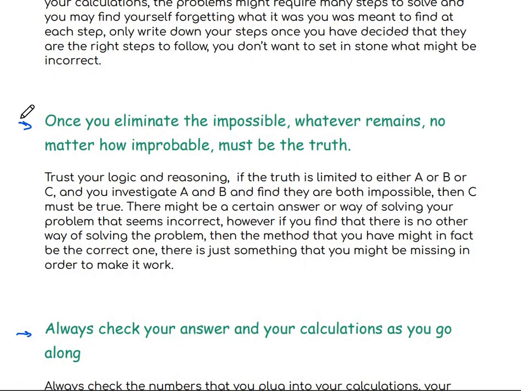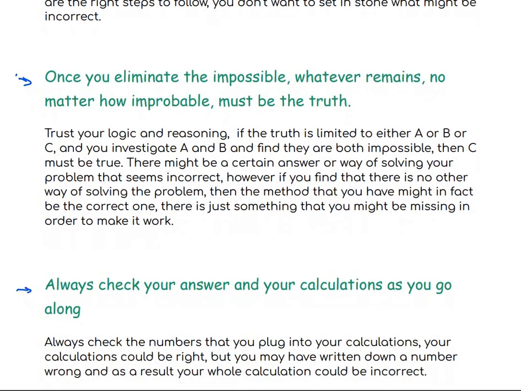Now this one's very important if you get very stuck. Once you eliminate the impossible, whatever remains, no matter how improbable, must be the truth. So trust your logic and reasoning. If the truth is limited to either A or B or C, and by the way, I got this from Sherlock Holmes, and you investigate A and B and find they are both impossible, then C must be true.